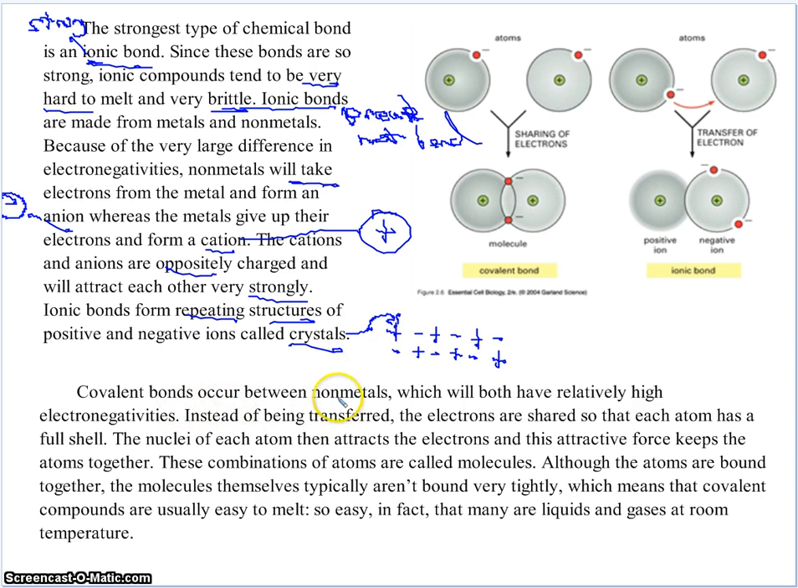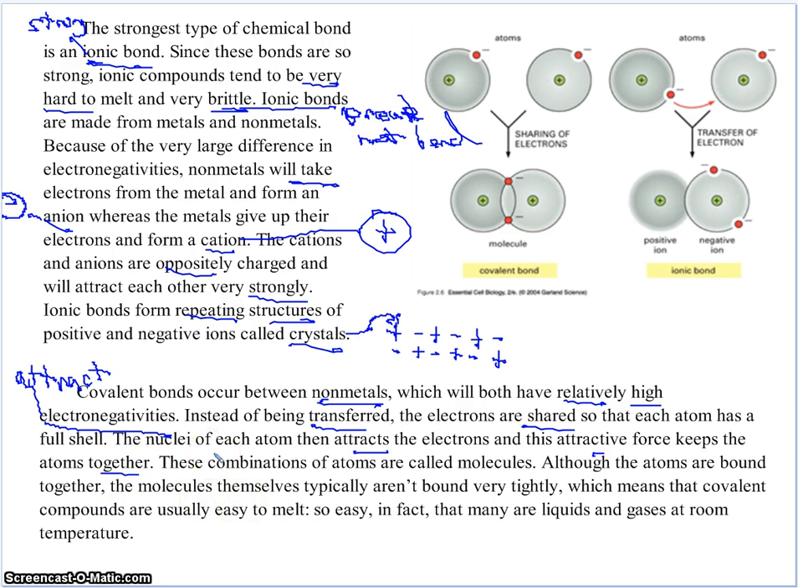Covalent bonds occur between nonmetals. Okay, so let's see. Ionic was metal and nonmetal. This is just nonmetals, which will both have relatively high electronegativities. So they really attract. They're really attractive. They're like me. Instead of being transferred, the electrons are shared, so that each atom has a full shell. The nuclei of each atom then attracts the electrons, and this attractive force keeps the atoms together.